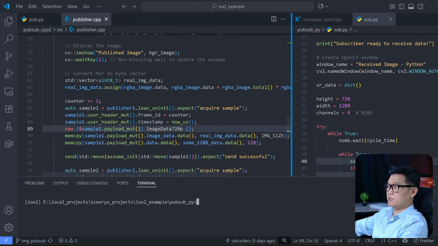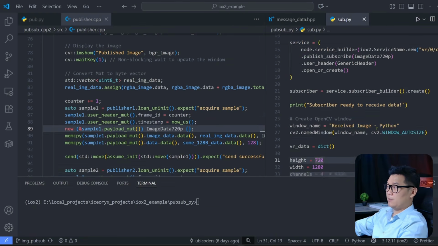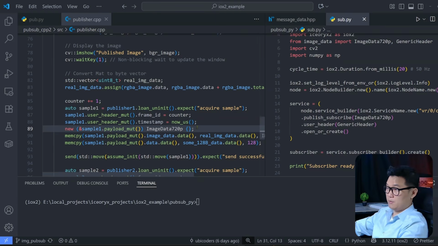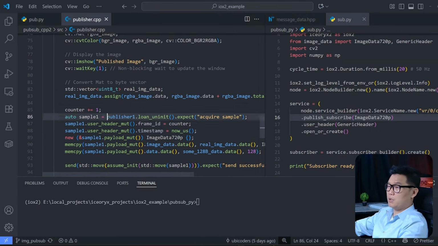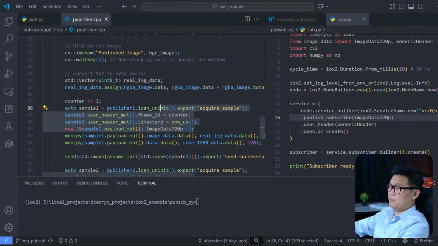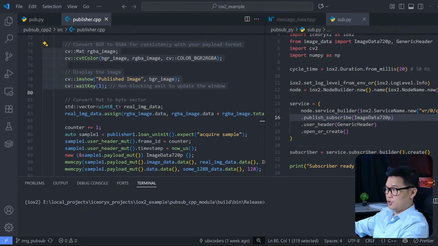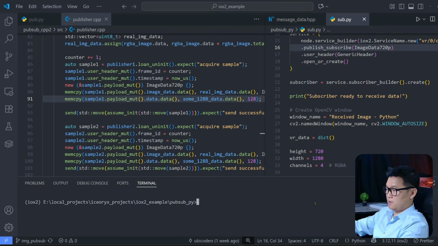Here, I just prepared a C++ publisher and a subscriber in Python. Everything is the same idea as before. Here, publisher alone, it means literally you want to allocate some uninitialized free RAM space. And in that sample, you are putting all these images as an example. That's the publisher. Let me just run the subscriber first.